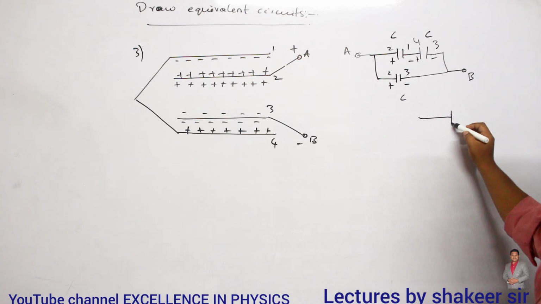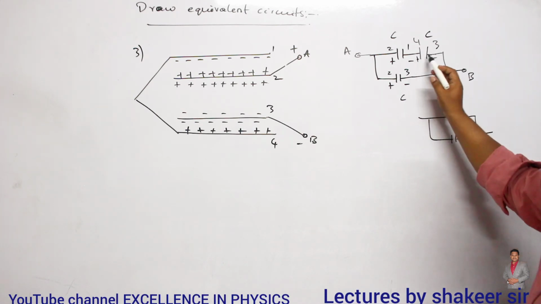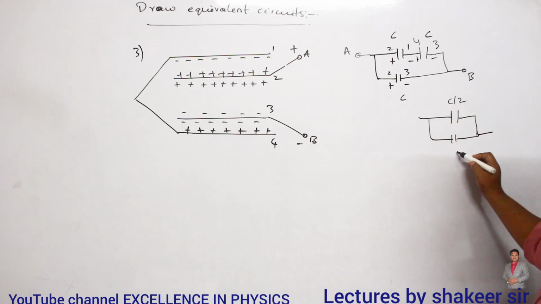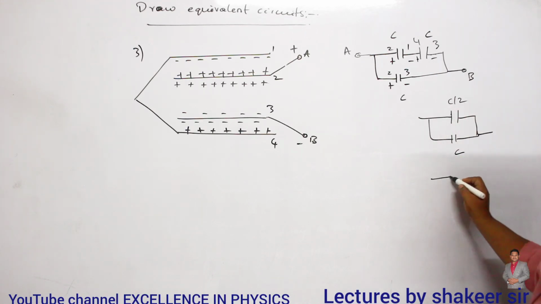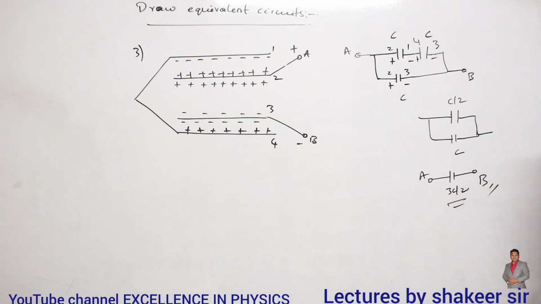Clear? So therefore, I can draw a diagram like this. So C and C, they are connected in series connection, no? So it is C by 2 and this is C. So C plus C by 2 is 3C divided by 2. Clear? So this is terminal A and this is our terminal B. So this is the total equivalent capacitance, 3C divided by 2. That's all.